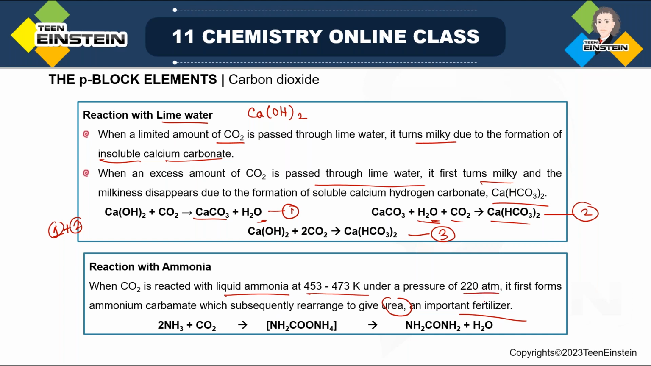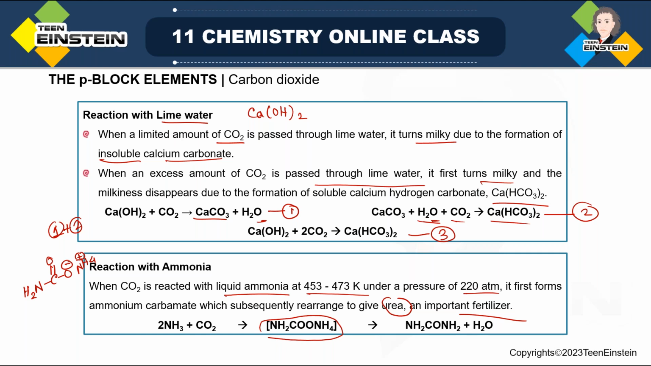Pressure is very high, 220 atmosphere. It first forms ammonium carbamate, which is NH2CO2NH4. So I can write this compound here, NH2, then COO minus, and this negative charge is balanced by NH4 plus ion. NH4 plus ion is ammonium ion. So first there will be formation of this compound, which is ammonium carbamate. Overall it is neutral because there is one negative charge, one positive charge.